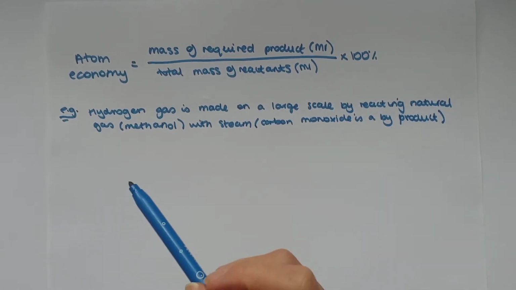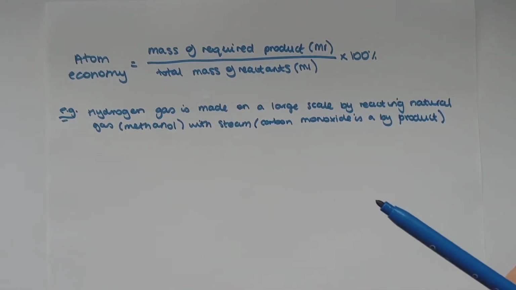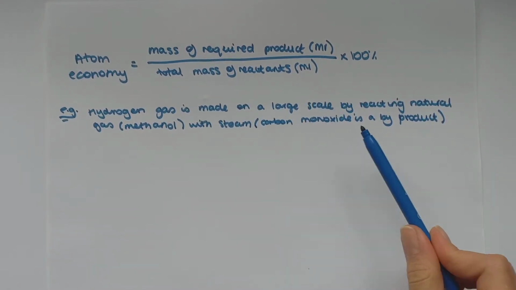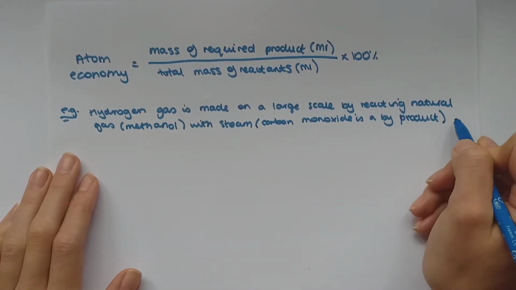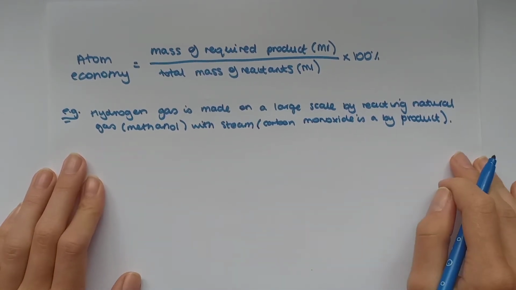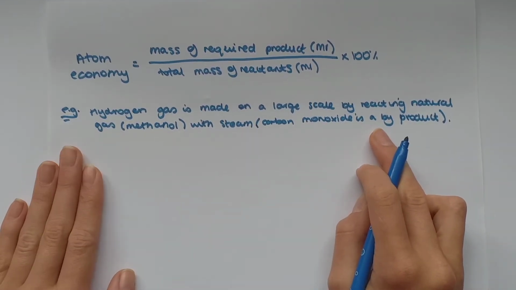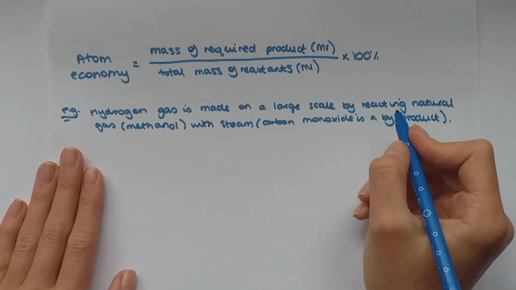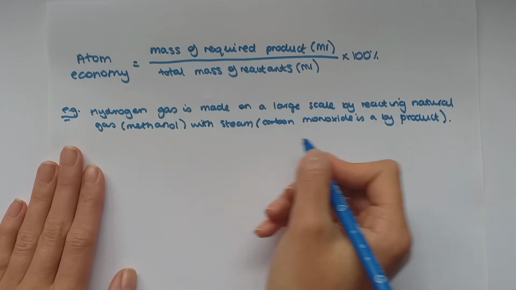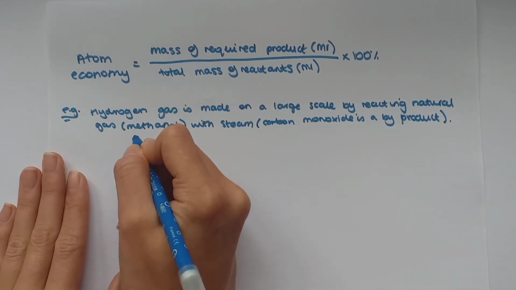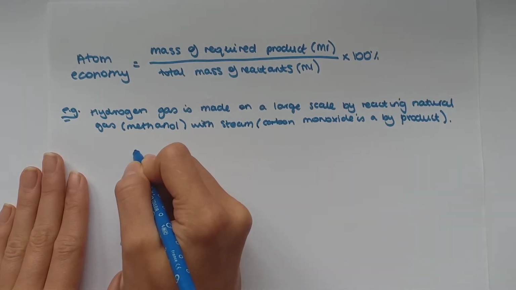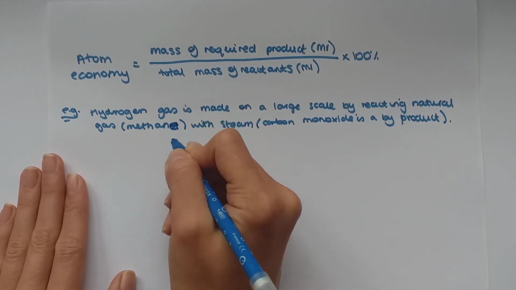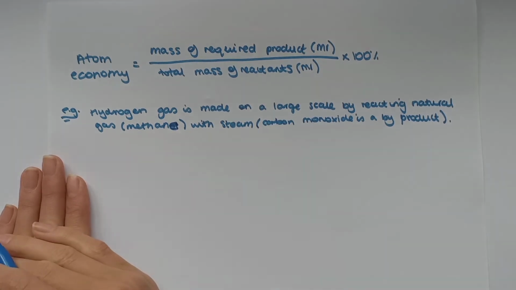So we are told that hydrogen gas is made on a large scale by reacting natural gas, methane, with steam, and carbon monoxide is a byproduct of this reaction. So before we even continue, we can see we have no masses, so we're going to have to use the MR. What's best to do first is write the equation down. We're reacting the gas methane.